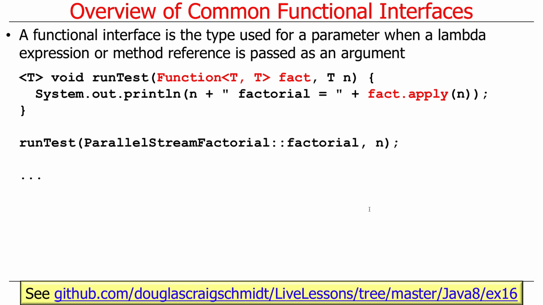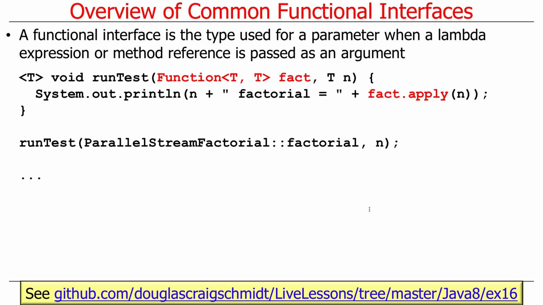We use functional interfaces as the types when we want to pass parameters to a method where we expect to be passing a lambda expression or a method reference as the actual argument. So we use these things to pass information around. And you'll see why we do this in a second. But here's just a simple example to make the whole point more concrete.